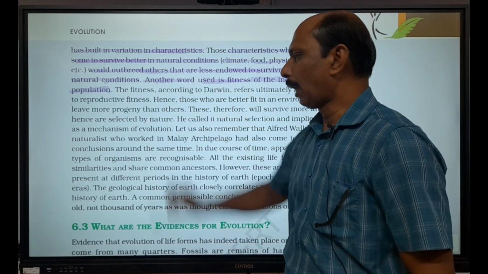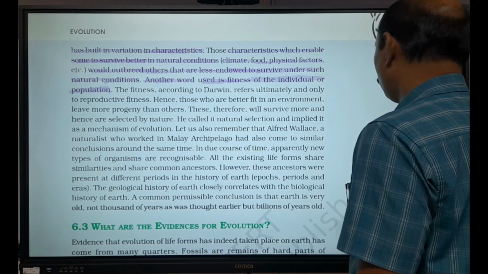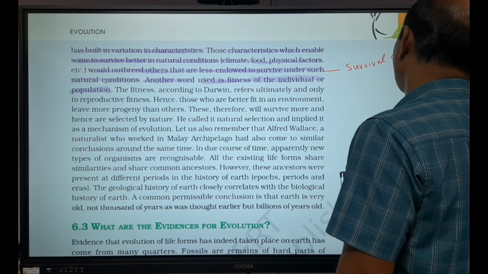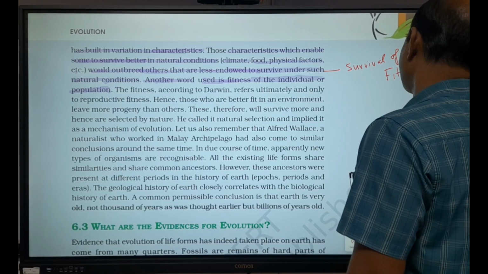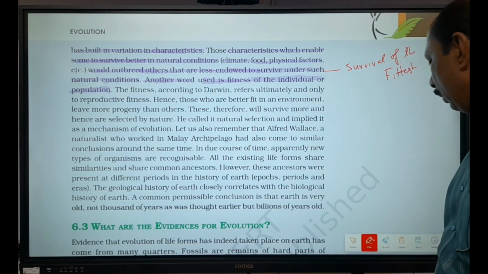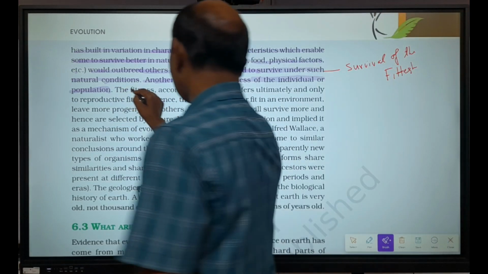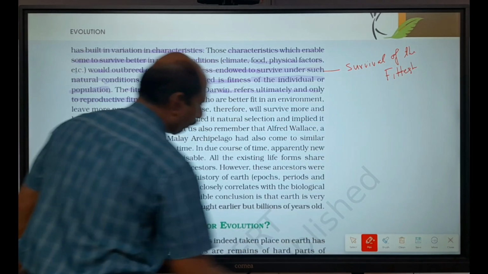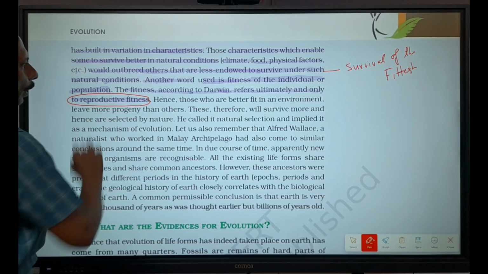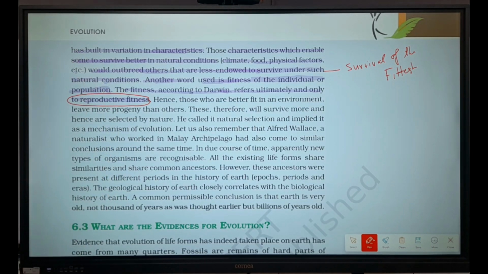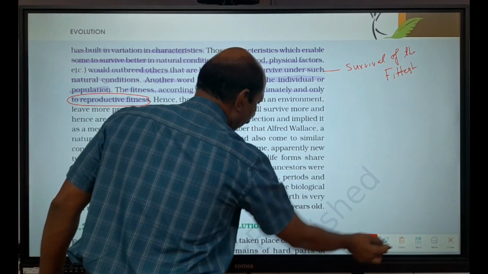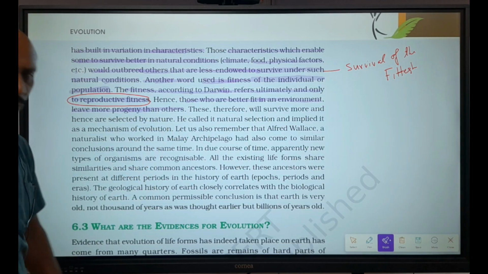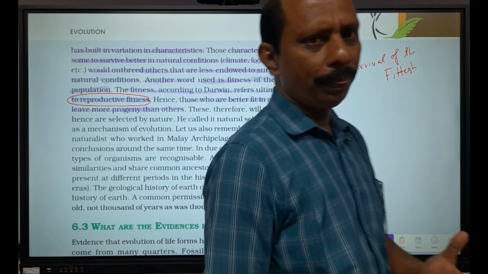Darwin said survival of the fittest, right? The fitness according to Darwin refers ultimately and only to the reproductive fitness. This is important. According to Darwin, fitness means what? It is reproductive fitness. Hence, those who are better fit in an environment leave more progeny than others. Reproductive fitness means those who leave more progeny, they survive.